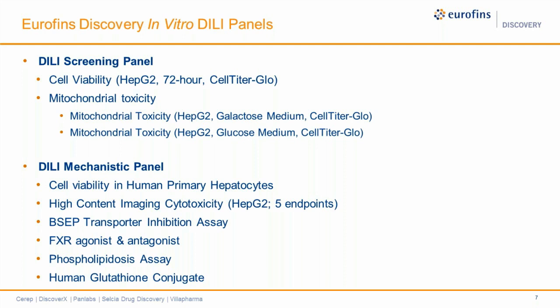Inhibition of BSEP, which is the major efflux pump for bile acid from hepatocytes, may lead to cholestasis. Nuclear receptor FXR activation may counteract the inhibition effect of BSEP by a compound. Therefore, by combining the BSEP inhibition assay with the FXR antagonist assay, we can provide a better prediction of cholestasis. The induction of phospholipidosis and the glutathione conjugation assay are also included in the panel in order to cover a broad range of the causes of DILI.